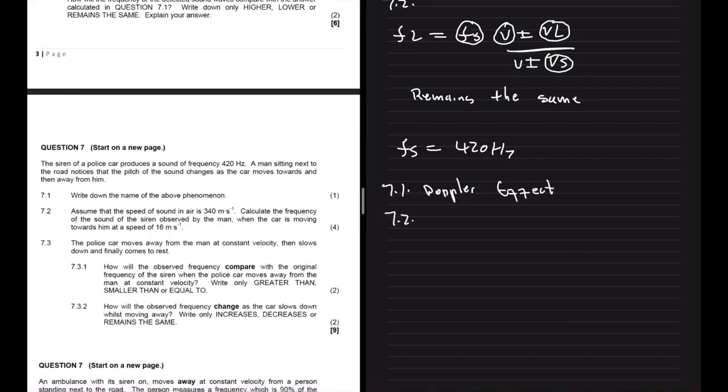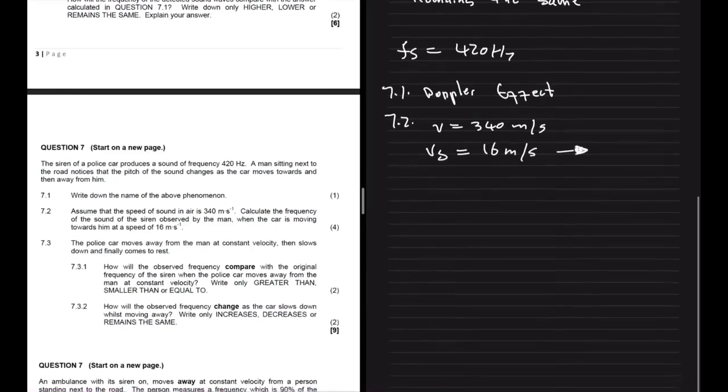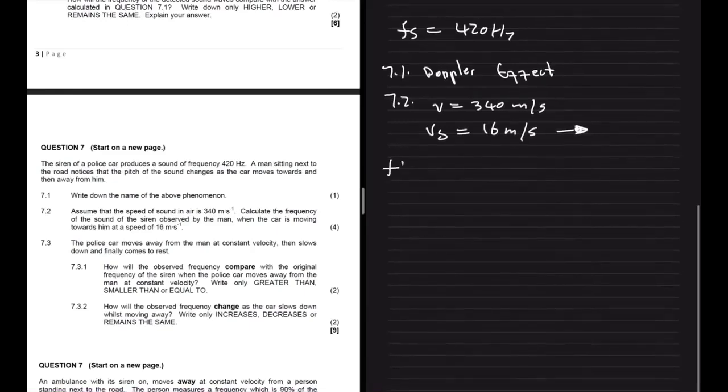7.2. Assume that the speed of sound in air, so we have V equals 340 meters per second. Calculate the frequency of the sound of the siren observed by the man when the car is moving towards him. So V of source equals 16 meters per second towards him. We just denote that by an arrow. So we're going back to the formula. F of L equals F of S, V plus or minus VL divided by V plus or minus VS. So what would you do?